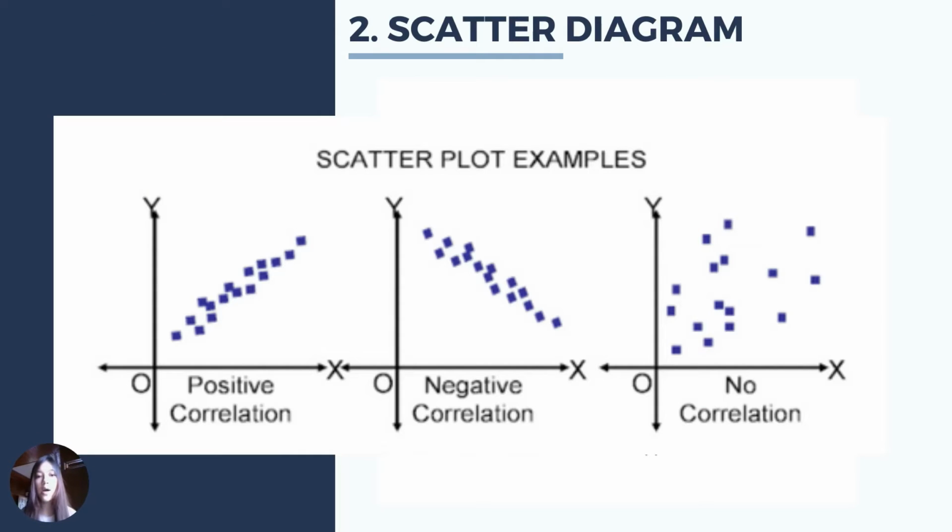And then the second one is the scatter diagram. The scatter diagram can indicate which one of the following correlations exists between two variables. The first one here is the positive correlation, where the trend is going up. The negative correlation is where the trend is going down, and no correlation is just random. As demonstrated here in the example.